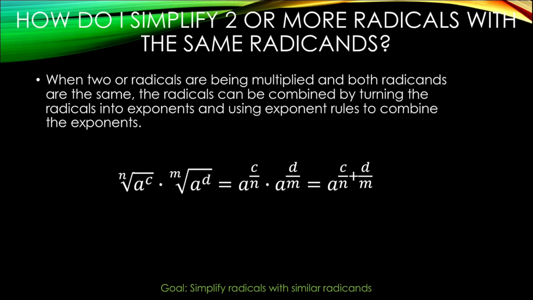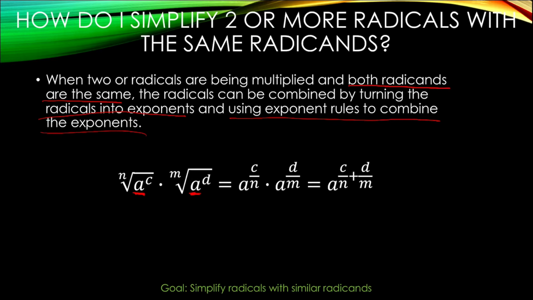Now what happens when I have different index numbers, but my radicand, that number underneath the radical, is the same? When two or more radicals are being multiplied and both radicands are the same, the radicals can be combined by turning the radicals into exponents and using the exponent rules to combine the exponents. Let me show you what I'm talking about. So notice here I have a and a. My radicand is the same.